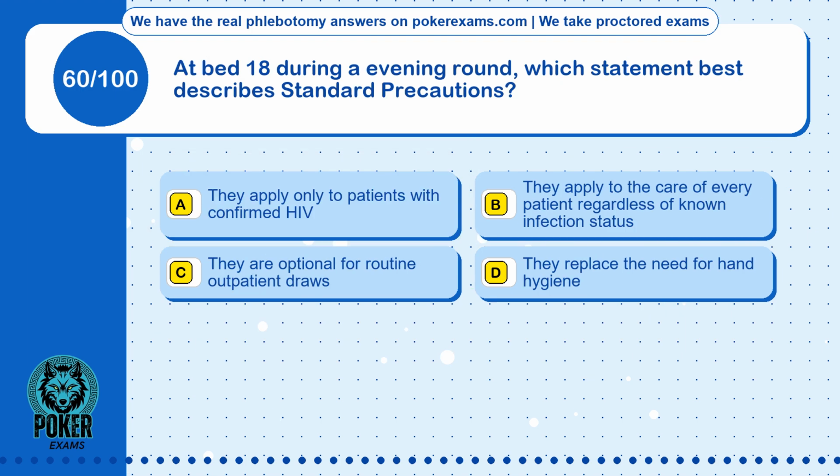Question 60. At bed 18 during an evening round, which statement best describes standard precautions? Option A. They apply only to patients with confirmed HIV. Option B. They apply to the care of every patient regardless of known infection status. Option C. They are optional for routine outpatient draws. Option D. They replace the need for hand hygiene.